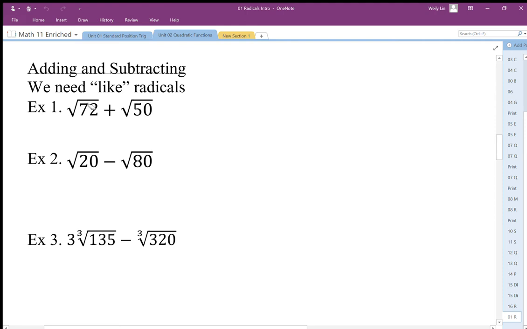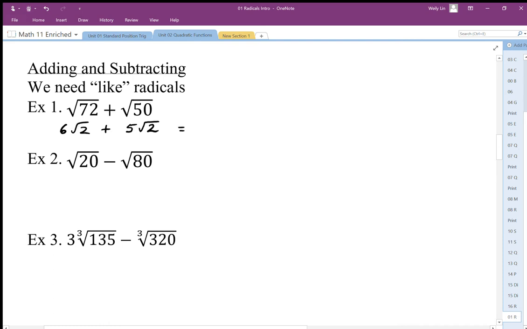So in this case, there's a perfect square factor of 36. Okay, and there's two groups of 36. So we're going to end up with 6 root 2 plus. Here there's a perfect square factor of 25. So we take that out. And we're left with 2 in the radical part. So we have then 6 root 2s and 5 root 2s.